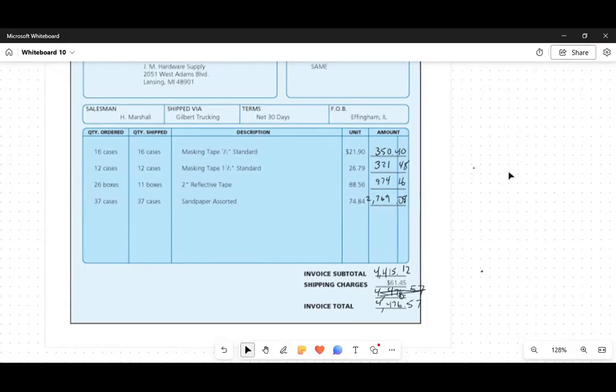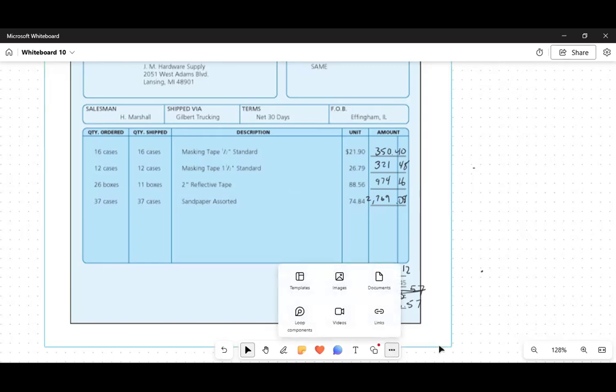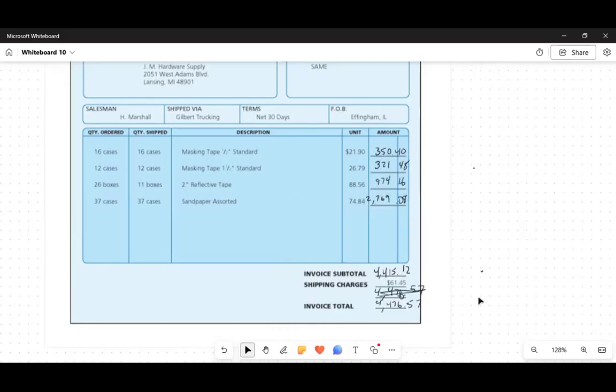Now, let's just say this company decides to offer you a 25% trade discount on the items that you've purchased. Well, if that's the case, I could use the triangular formula that we started with last week, and I can put my $4,476.57 and multiply by 0.25, because that's 25%. If I do the math on that, it comes out to $1,119.14. Now that is my discount, right?